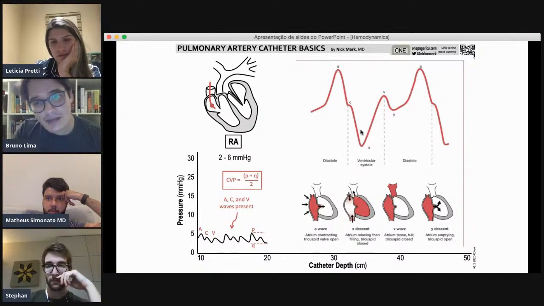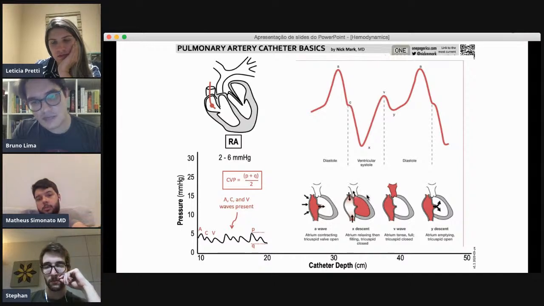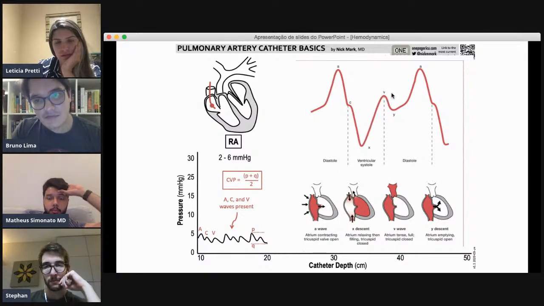And then you have the X descent, which is the atrium relaxing and then filling. The tricuspid valve here is closed. You have a little C here. That's the ventricle pushing the tricuspid valve up a little bit. And then you have the V wave, which is the atrium filling with the tricuspid closed. You can see that here.